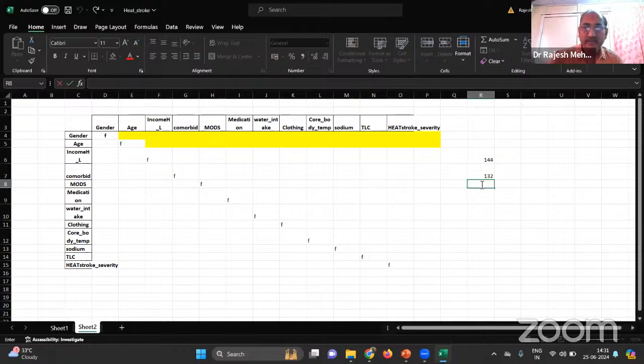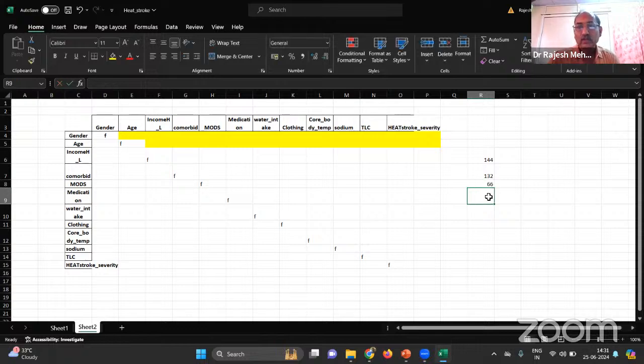And because it's a mirror image, you divide by 2. So 132 by 2, for the mirror image, so 66 is the answer. 66 hypothetical tables which you can have, you can analyze in Epi Info or any other software like SPSS, and then find out which one is more significant.